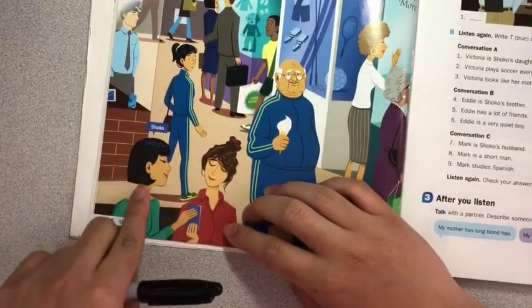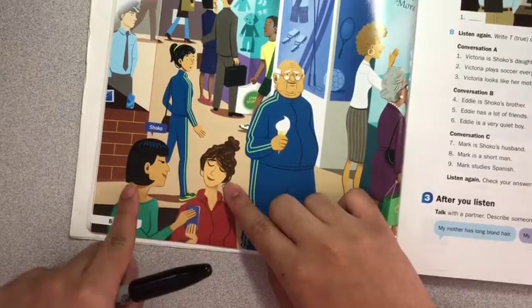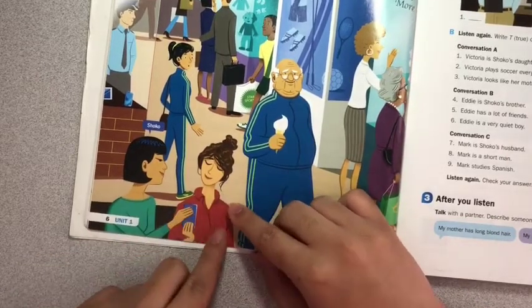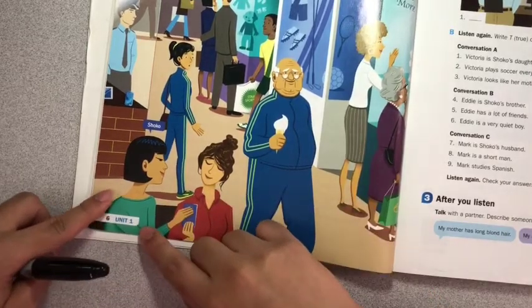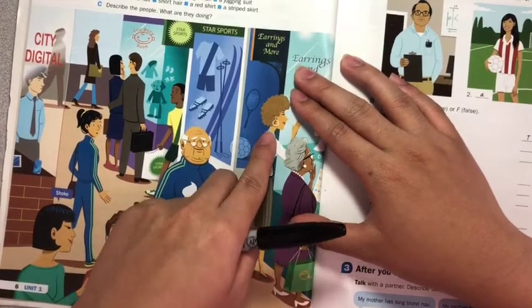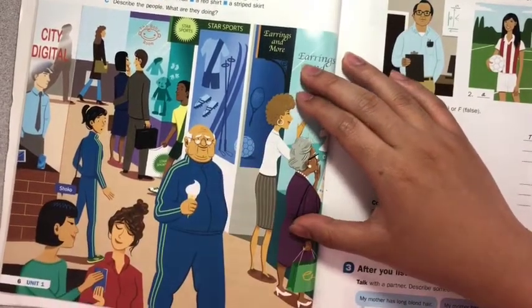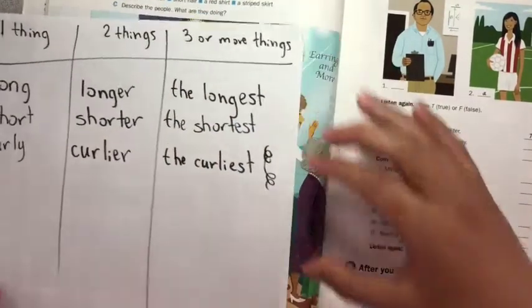So let's see. Her hair is straight. Her hair is curlier than her hair. The woman in the red shirt has curlier hair than the woman in the green shirt. But the woman in the white shirt has the curliest hair. Her hair is really curly. It's very wavy. It's like this. Curly.